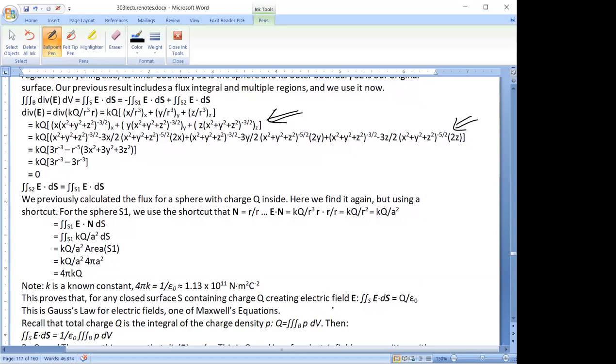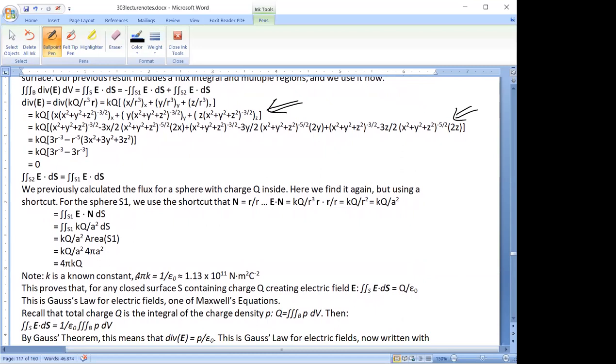So knowing that, we can now rewrite Q, our total charge, as this triple integral of the density. We can now write that the double integral over the surface of E dot dS equals, re-expressing Q, 1 over epsilon 0 times the triple integral over your solid region B of the charge density rho dV.